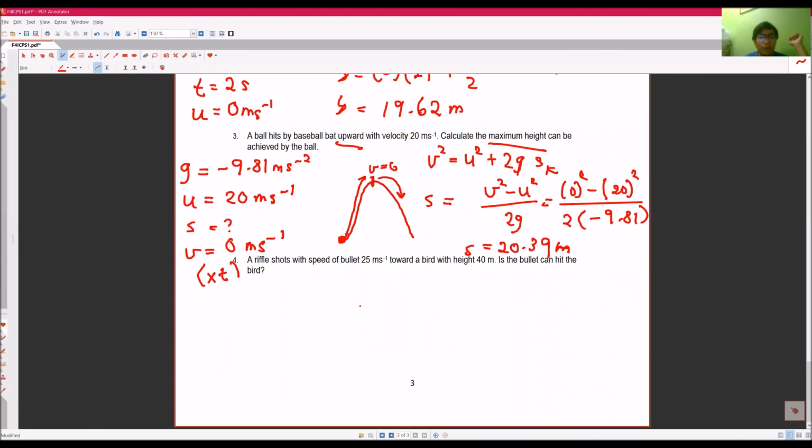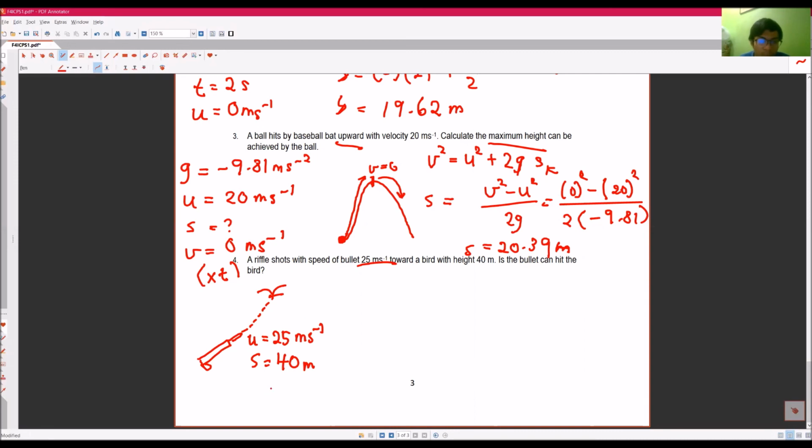Okay, the final problem for today. A rifle shoots a bullet with a speed of 25 meters per second toward a bird at a height of 40 meters. That means it's moving upwards. We assume the rifle here and the bird here, and the bullet hits the bird. So this is the initial velocity, 25 m/s, towards a bird at height s equal to 40 meters. Can the bullet hit the bird?